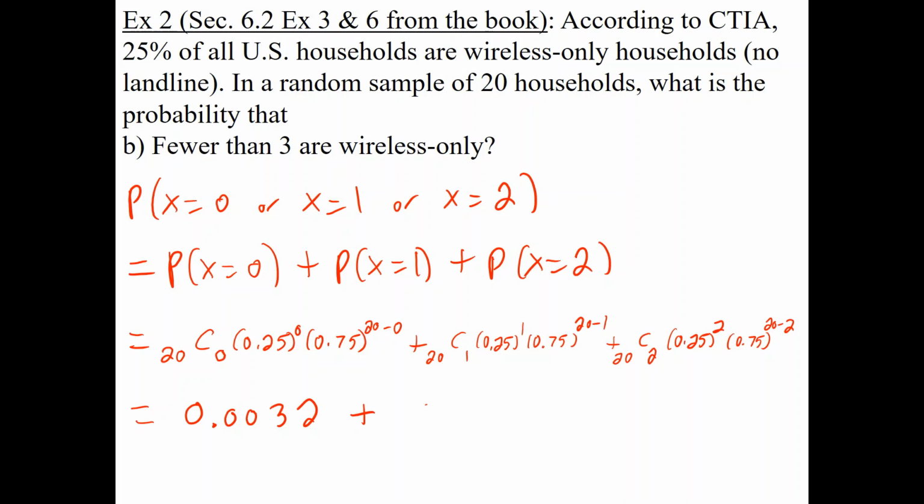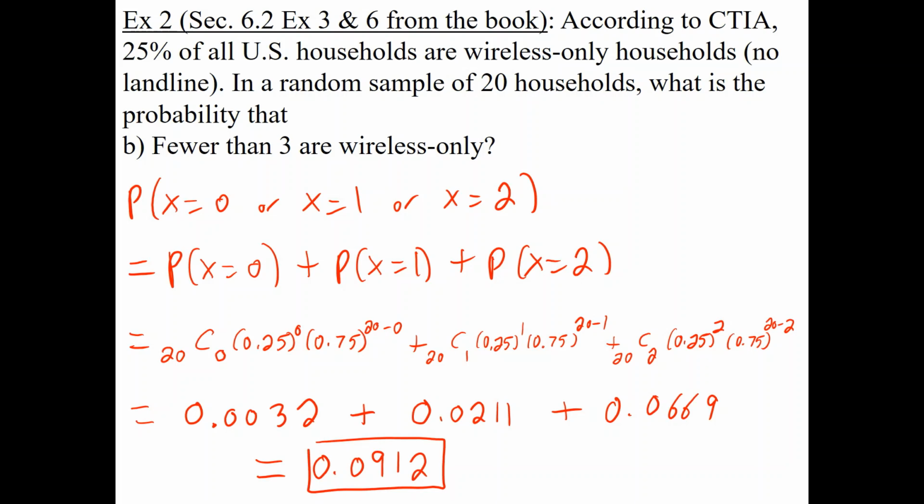This one here, if you round it to 4 decimal places, is 0.0211. This one's going to be 0.0669. And when you add them all up, you get 0.0912 for this probability here. Okay, let's go ahead and look at part C.